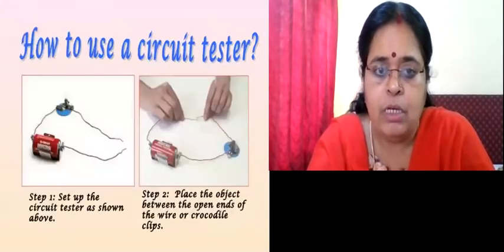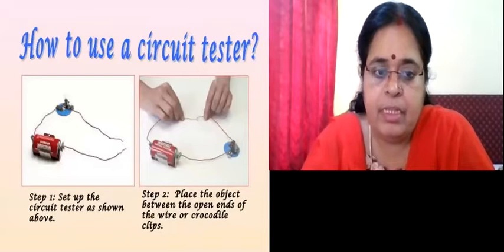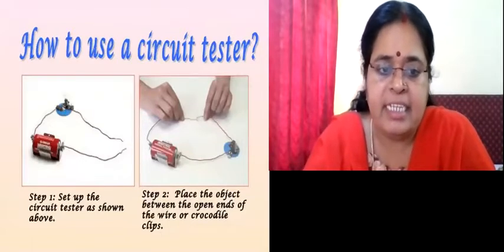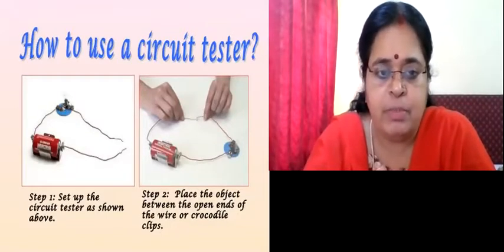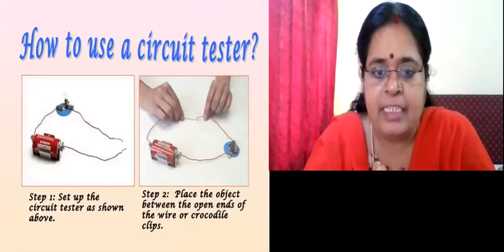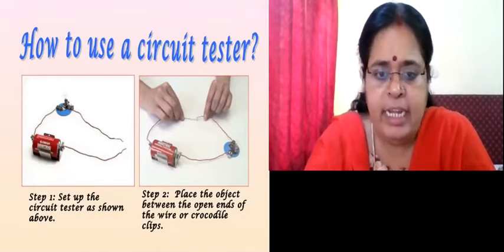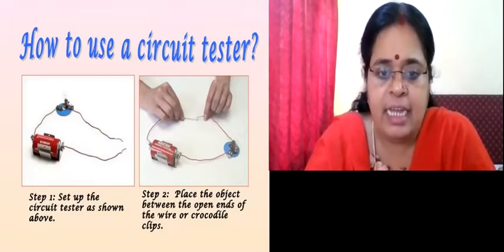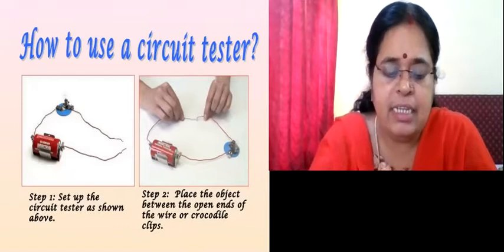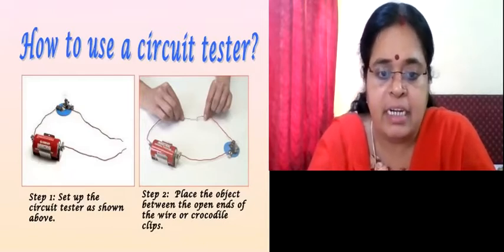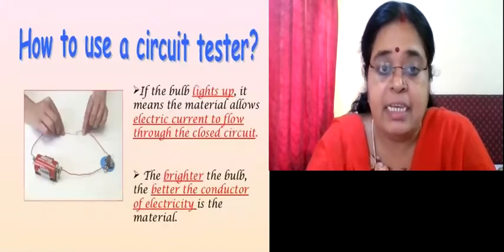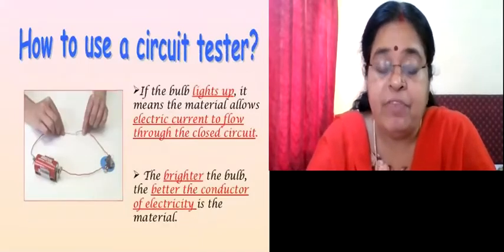Now, how to use a circuit tester? Step 1: set up the circuit tester as shown in the first diagram. Step 2: place the object between the open ends of the wire or with the help of clips. Now, when you see the bulb glowing, definitely you understand that the tester is working or the material is conducting electricity. So these were just basic things that you had learned in your previous classes.